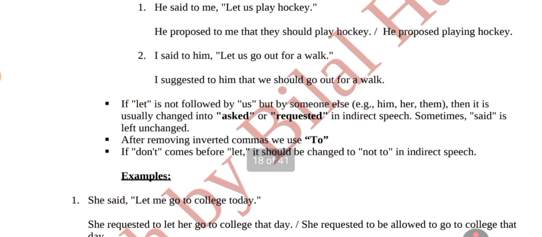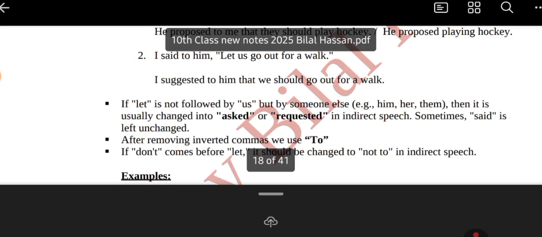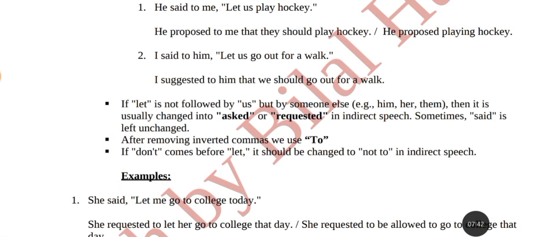Second example, I said to him, let us go out for a walk. Here you are suggesting, then you will use I suggested to him. You will remove your inverted commas here, use that, and remove let us, and the pronoun changes with the subject. Then it will change into I suggested to him that, and let us changes with the I plural form, which is we. Then we will write we as a subject here, and after that we will use should and the remaining part of the sentence. We should go out for a walk.